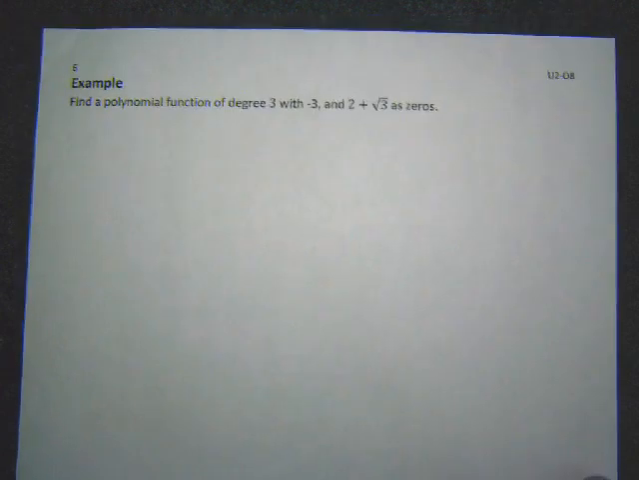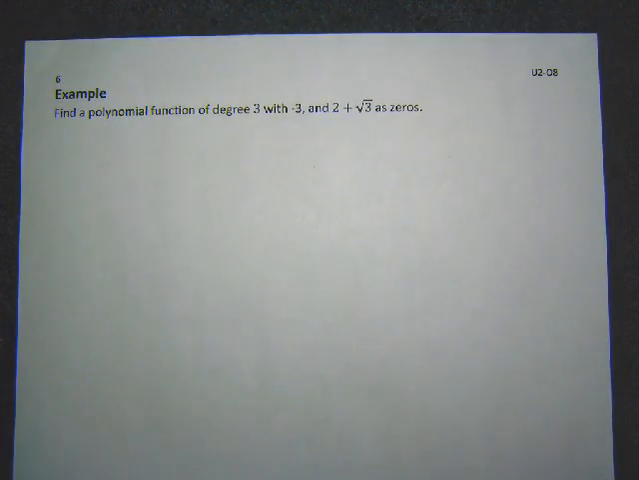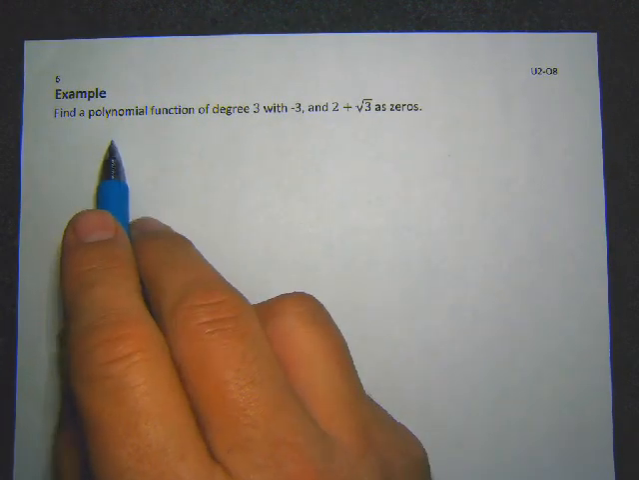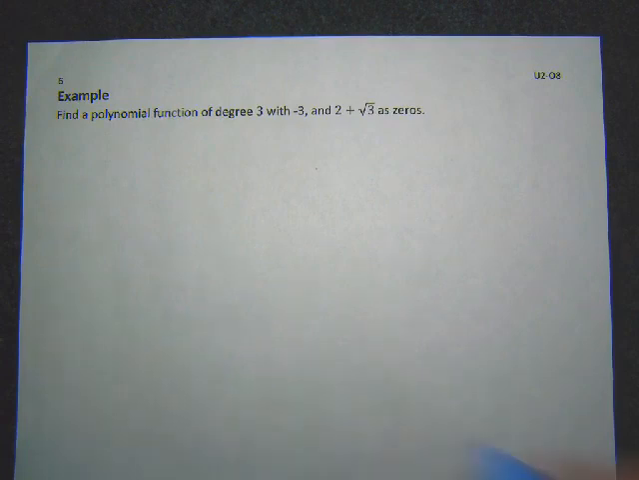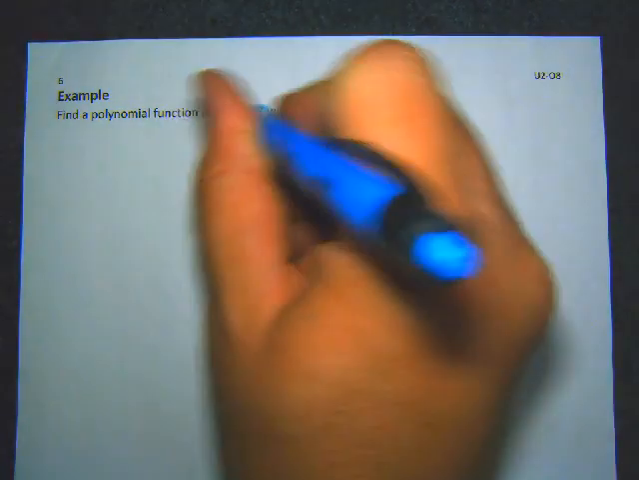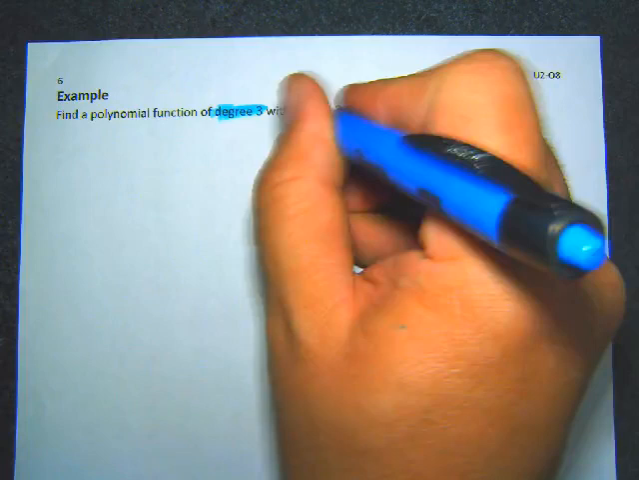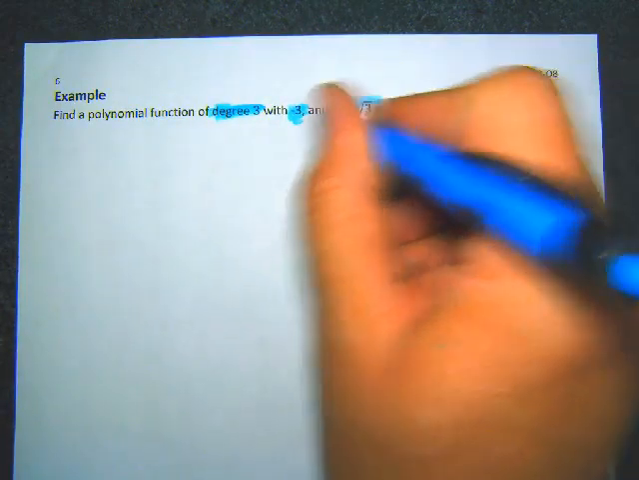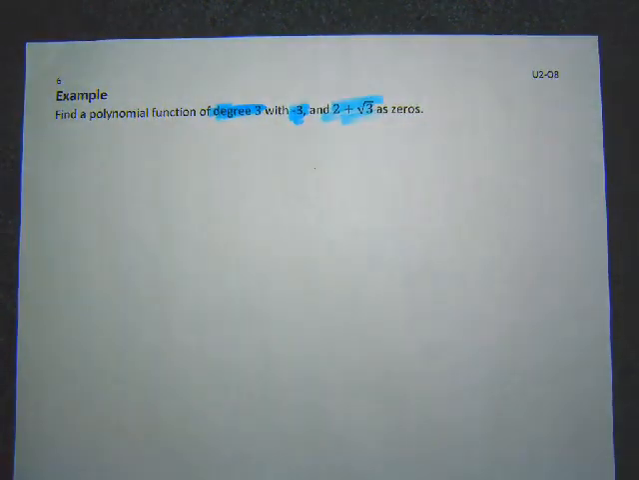So this example, I want to show you this one because this is kind of a toughie from the homework, so I want to make sure I showed you one of them at least. Okay, so this is a polynomial. It has degree 3, so we know that we're going to have 3 zeros. Degree 3, and the zeros are -3 and 2 plus root 3. And you go, wait a second, you just said there's 3 zeros. Why did I only give you 2 numbers?